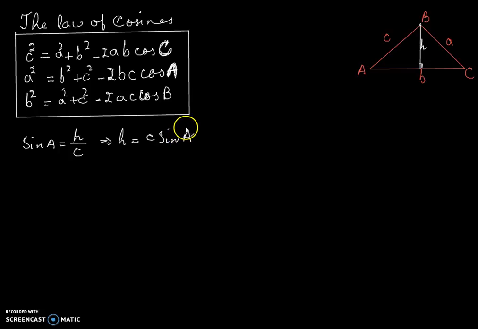And if I call this distance from here to here R, then cos A would be equal to R divided by C. So then R would be equal to C cos A.